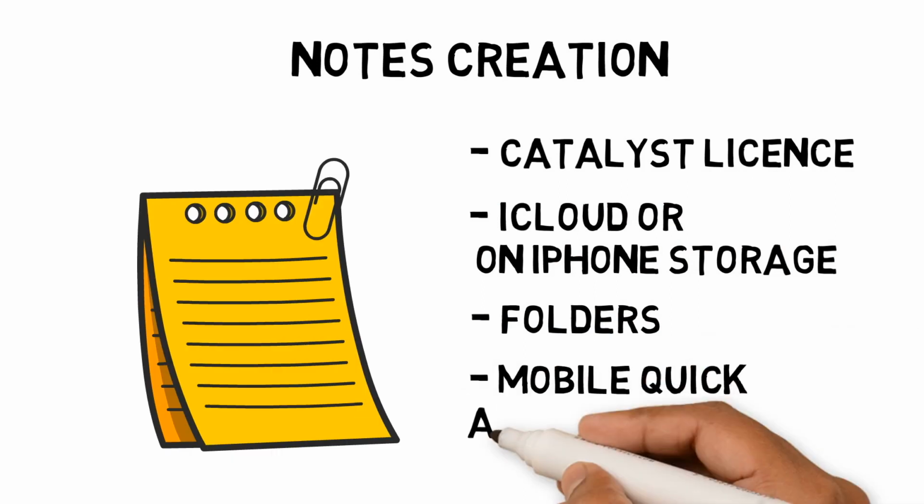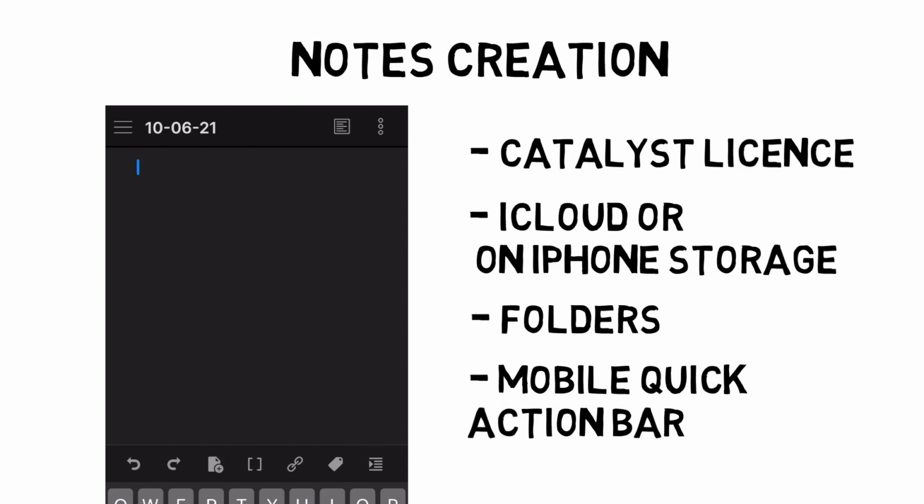One of the most significant changes from the desktop app is using the mobile quick action bar. If you are a frequent user of Obsidian Desktop, you will probably be using the keyboard shortcuts to manage your notes. When using the iPhone, you probably don't want to be using the on-screen keyboard for shortcuts, so the developers have implemented a mobile quick action bar.